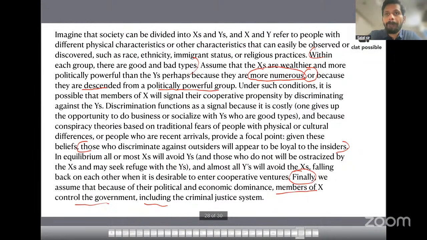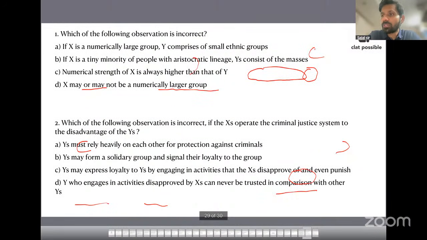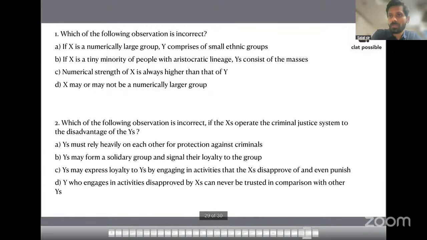Okay. Now, which of the following observations is incorrect? So this also was the way the questions have been framed. All the questions in this passage are asking us what is incorrect. So many people misread that and marked what is correct. Okay. Anyway, let's do this question.